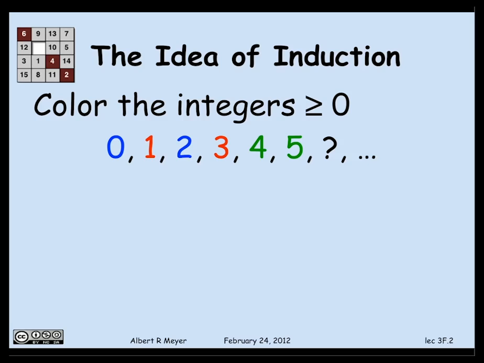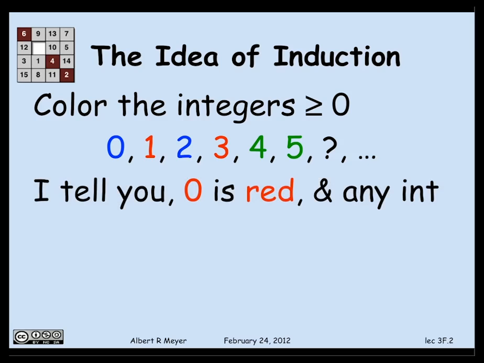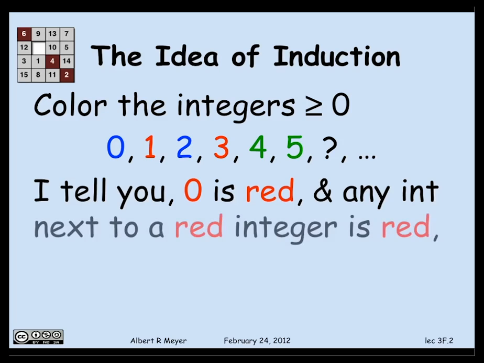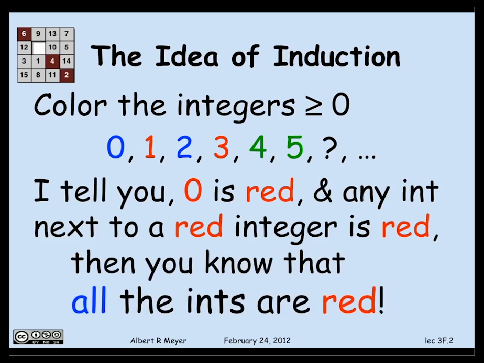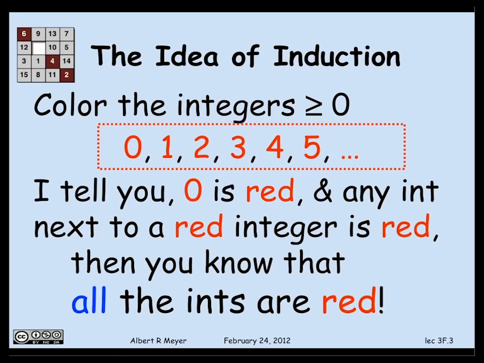Here are the properties that my coloring has. First of all, I've colored 0 red. And I've also continued the coloring satisfying the following rule. If I have an integer that's next to a red integer, then it's red also. Any integer next to a red integer is red also. So what's my coloring? Well, you obviously realize that if they're all red, they have to be, and there they are. Okay, this is actually a statement, can be read as a statement of the rule of induction.